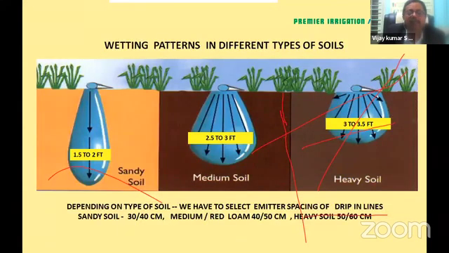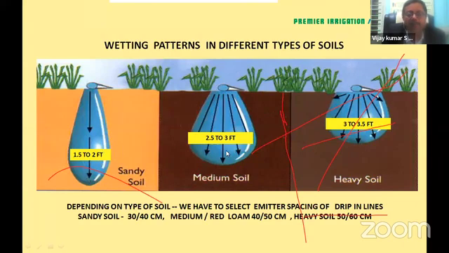So before we start the design, let us look at the various wetting patterns in the different types of soil. The wetting pattern in the different types of soil is a very important parameter that we have to consider when we want to select the emitter. Now, if you look at the first one, it's a sandy soil. And you know that in sandy soil, the water has a tendency to go right down. That is, the vertical movement of water is greater than the horizontal spread.